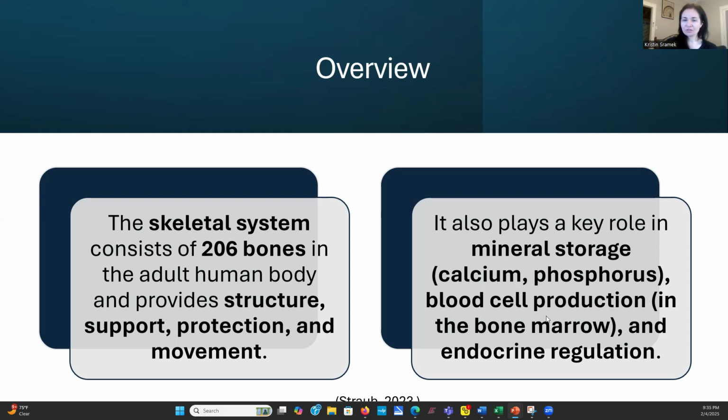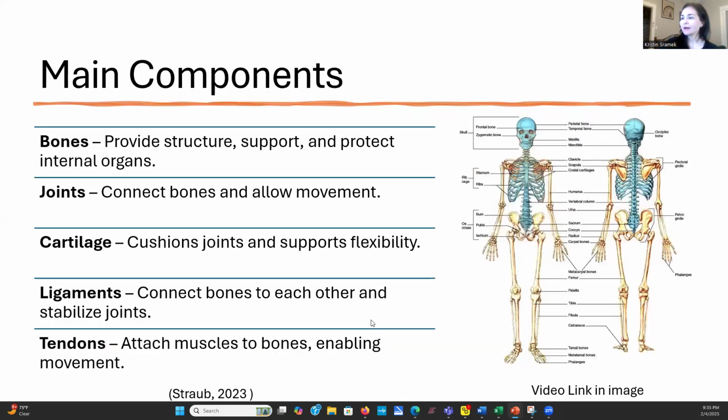And then there's also some endocrine regulation, hormone regulation, although we're not going to talk about that as deeply because of the time limits. I don't want to go over too much. And then you'll see there at the bottom that I got that information from the book.